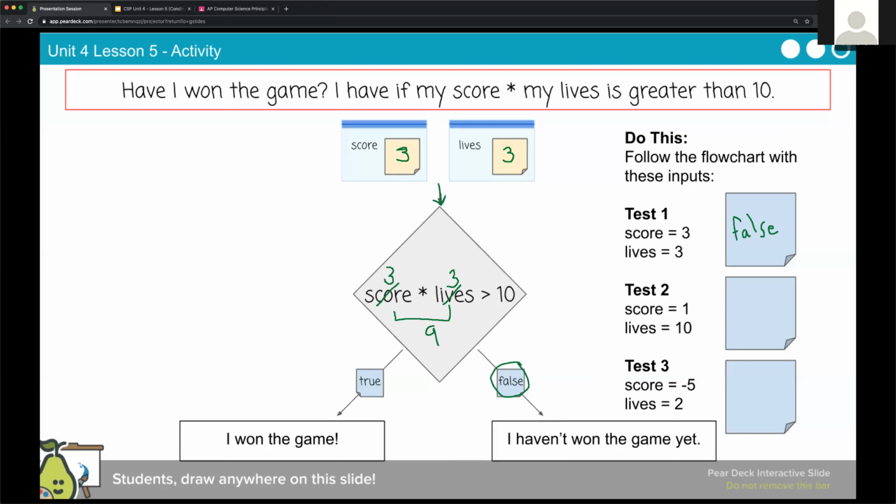So now what you're going to do is go to your own pair deck slide and do the same thing with tests number 2 and 3. I'll give you a moment to work on that. Please let me know if you have any questions in the chat or hop on the microphone.